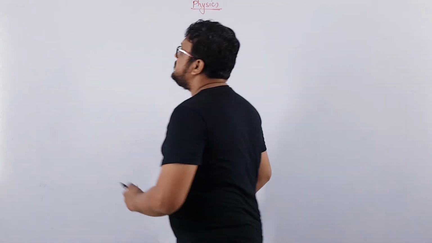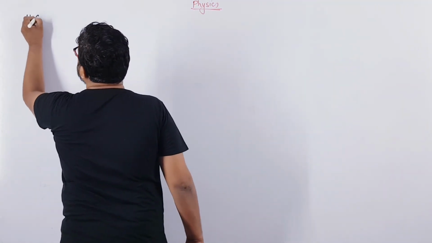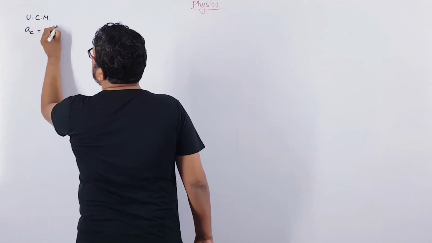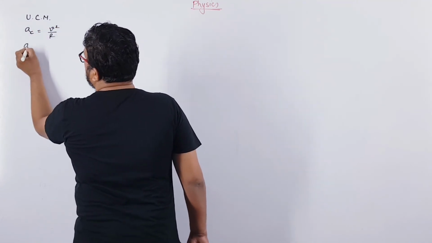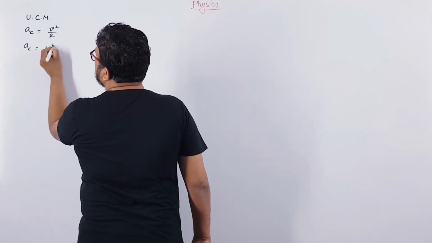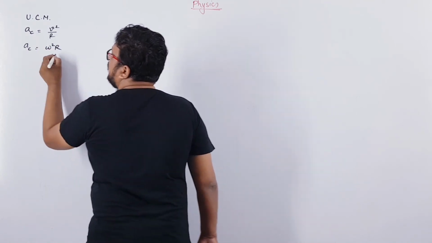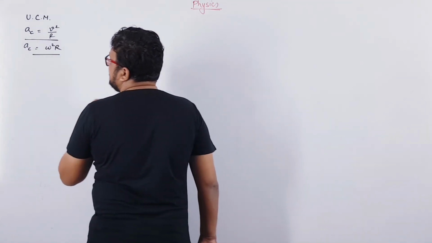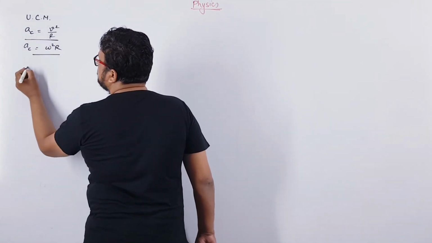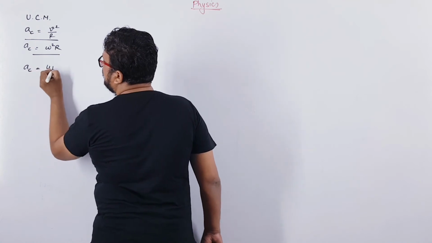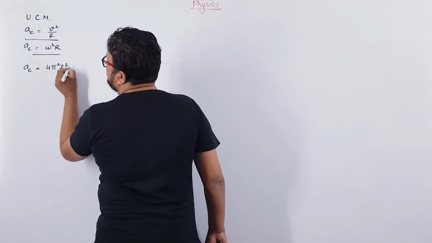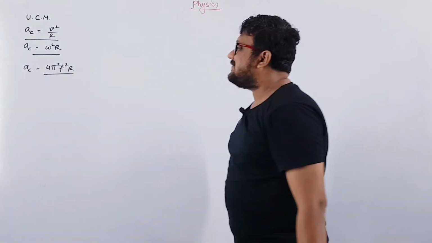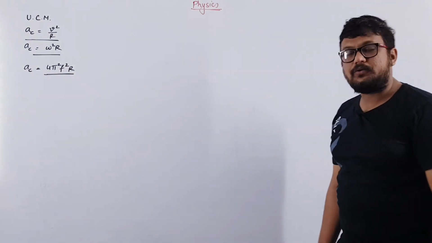So for uniform circular motion, that is UCM, the first thing is centripetal acceleration is v squared by r, or centripetal acceleration is omega squared r. Both these formulas you have to remember. Omega is again 2 pi f, so centripetal acceleration will be equal to 4 pi squared f squared r. Right, so this is the formula for centripetal acceleration.